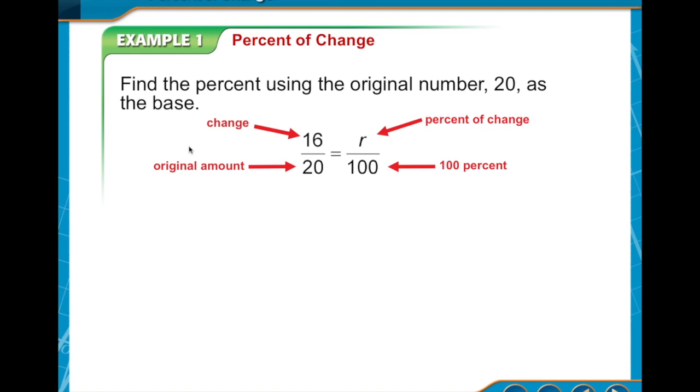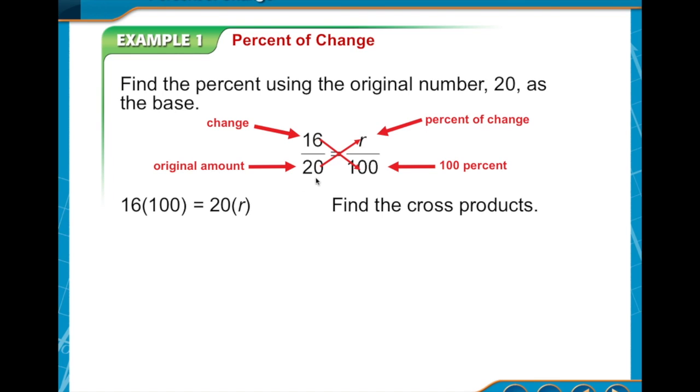So if we plug in, like we were saying, change, 16. Original, 20. 16 over 20 is going to be equal to our percent that we're going to find. So the percent of change, some letter, we don't know, over 100. And now we're back to an easy proportion. Find those cross products and solve for your variable. So 16 times 100 is going to be equal to 20 times R. We found those cross products.